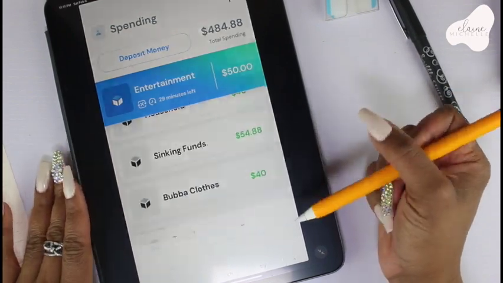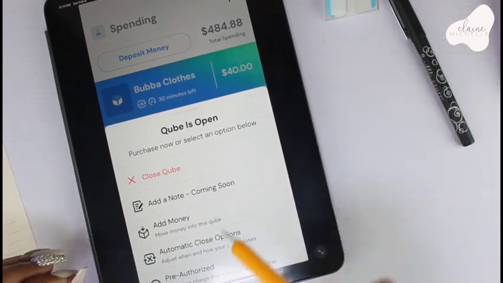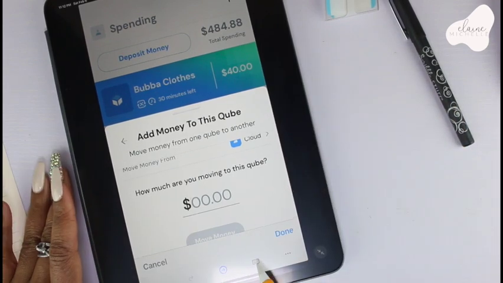All right, so we got Bubba's clothes. Let's go ahead and add Muncie to his, and we're adding $20.